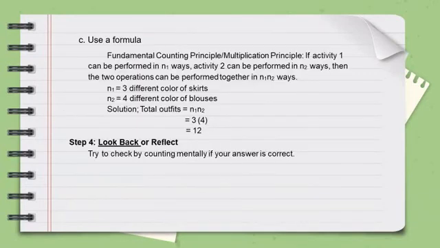What is the formula? The FCP from when you were in senior high. If one activity can be performed in n ways, another in m ways, just multiply them to find the total number of ways. So if you have 3 skirts and 4 blouses, to find the different outfits, you just multiply 4 times 3 equals 12. So in here, this is a problem wherein you can solve it in many different ways.